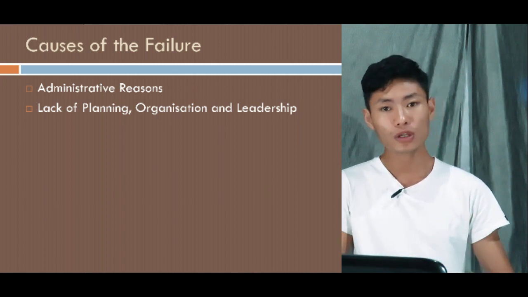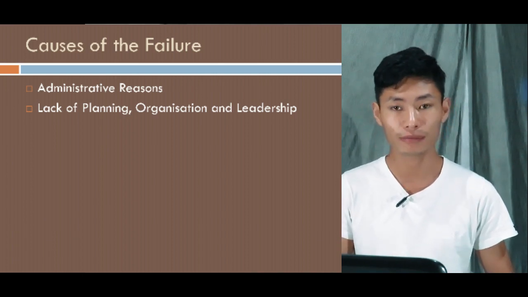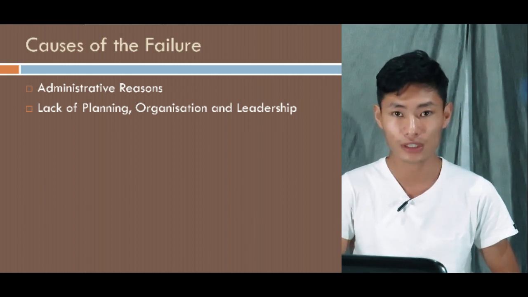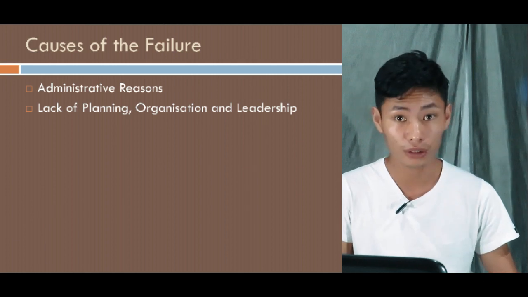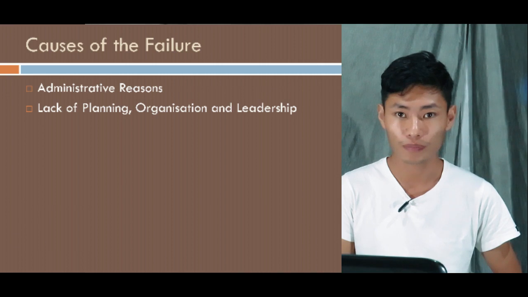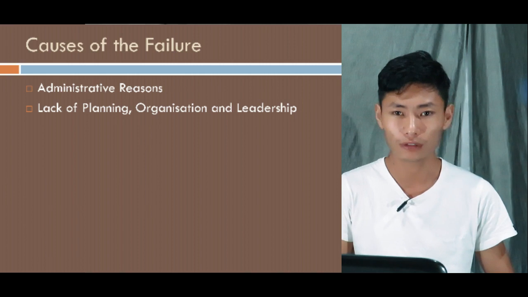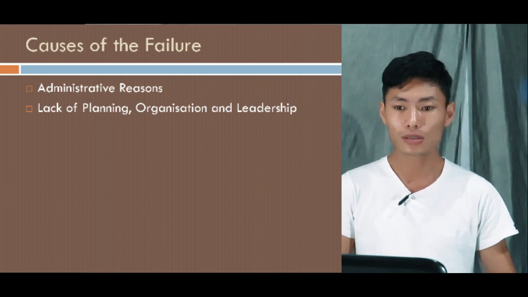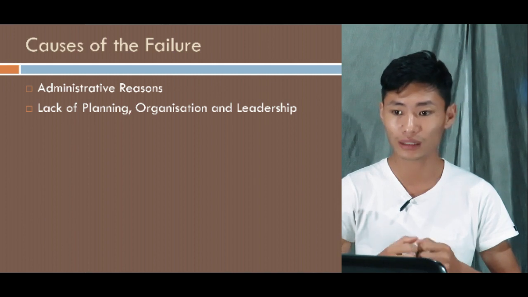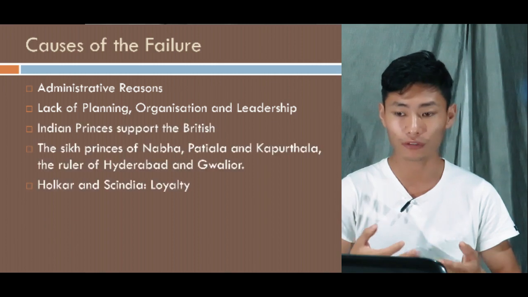For example, it was supposed to start on 31st May 1857, as decided by Nana Sahib and his colleagues, but it started a little earlier, on 10th May 1857, due to the incident at Meerut, where soldiers had to bite the cartridge, which was greased with the fat of cows and pigs, which led to the outbreak of the revolt a little earlier than planned. So there was no proper planning, organization, and leadership.